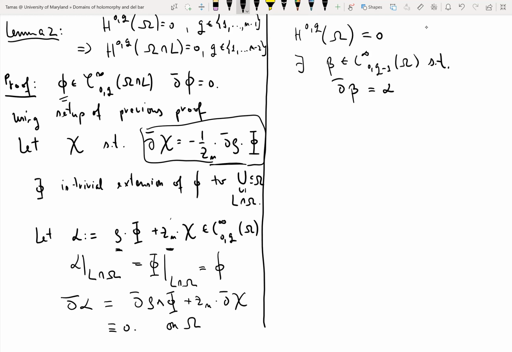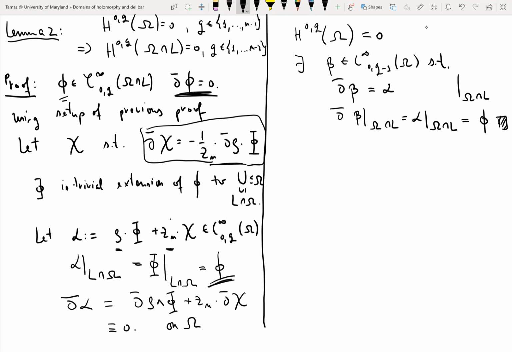So instead, let's just restrict everything now to omega intersect L, and then what we will get is that del bar of beta restricted to L is equal to alpha restricted to L, but that is just simply phi by what I just noticed. So then we're done, right? Because we started out with a closed form phi, and we showed that actually such a phi is exact, right? So lemma 2 is also proved.